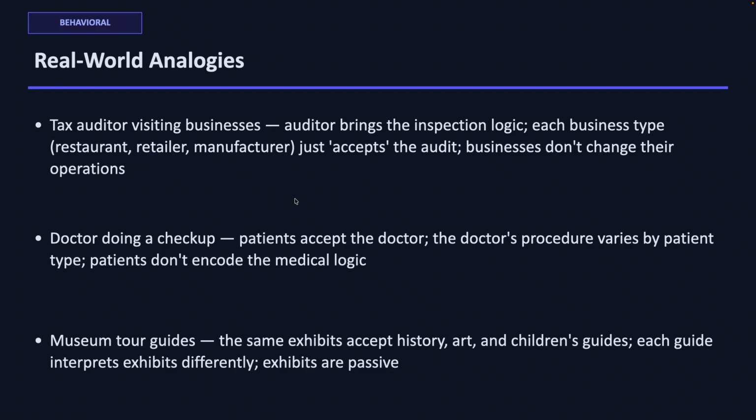And also a museum tour guide. If we think about the exhibits, they're going to have different tour guides. There might be a history guide, an art guide, a children's guide. Each guide will interpret the same exhibit completely differently. The exhibits are passive. The visitor changes these interpretations. So in all these cases, we have stable elements. There are interchangeable visitors. The logic is all in the visitors themselves.